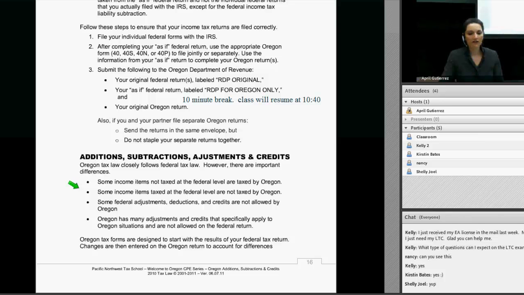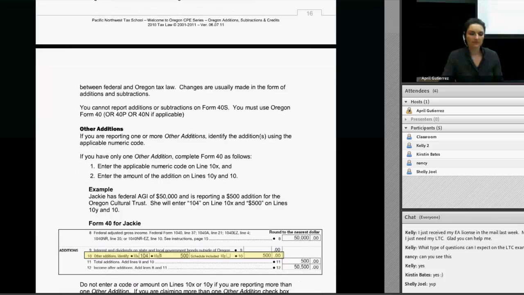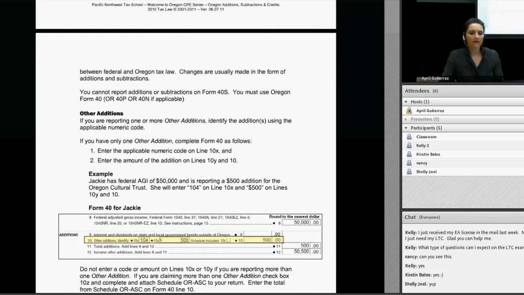Some federal adjustments, deductions, and credits are not allowed by Oregon. And Oregon has many adjustments and credits that are specifically applied to Oregon situations and are not allowed on the federal return. Oregon tax forms are designed to start with the results of your federal tax return. Changes are then entered onto the Oregon return to account for these differences. And the differences between federal and Oregon law are usually accounted for in the form of additions and subtractions.